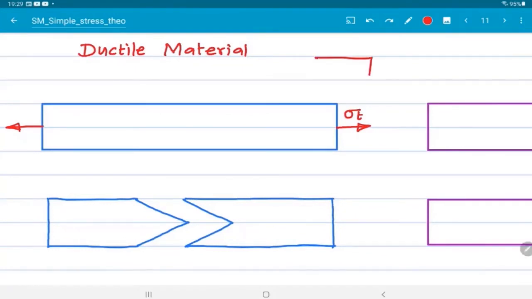For example, see, this is a material. Initially, these molecules were in contact. After some time, they are separated. Separated means normal. I will give another example. After fracture, this molecule and this molecule are both separated from each other. It means it is normal failure.